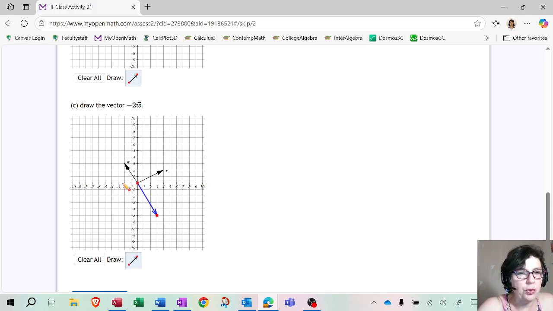So W goes 2 to the left, 3 up. So negative 2W should go 4 to the right and 6 down. There you go. So it has to lie on the same line, and the length of it should be twice as long as W.